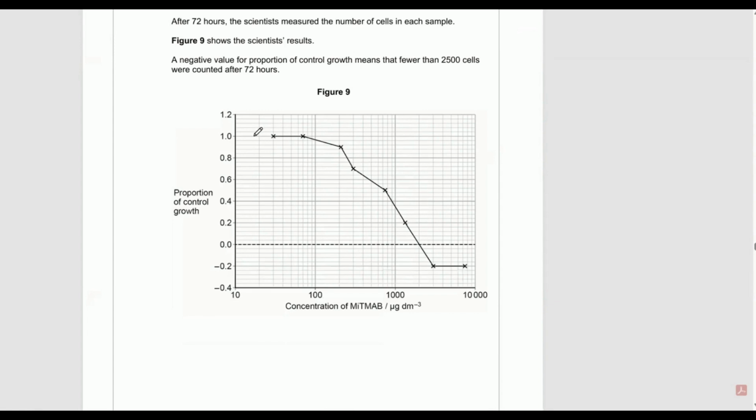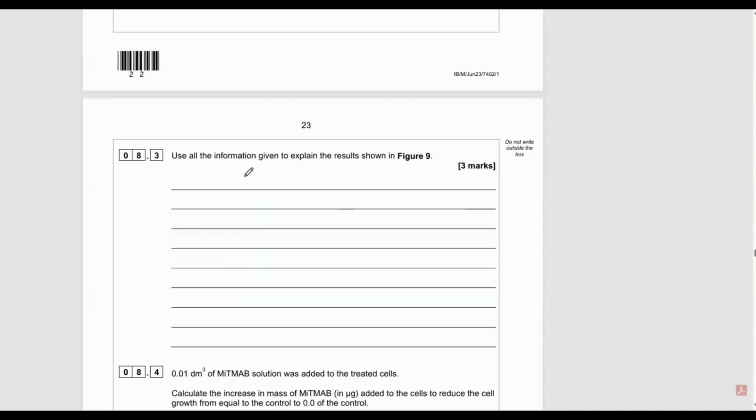A negative value for the proportion of control growth means that fewer than 2,500 cells were counted after 72 hours. So if it falls to a negative value, it means they have fewer cells than what they started with. So there's negative growth, essentially. The death rate is way outweighing the birth rate of cells, so to speak. Use all of the information given to explain the results.